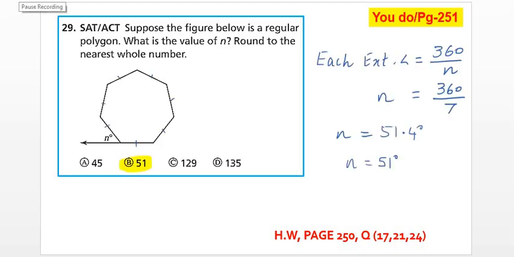So here is the solution for this question. Because it's a regular polygon, they mentioned it over here, that means if one of the exterior angles is n, then each exterior angle will be n. So I replaced each exterior angle in this formula by the letter n, and on the other side I substituted the values 360 divided by the number of sides. The number of sides is 7. The answer was becoming 51.4, and because we have to round it to the whole number, it will be 51.